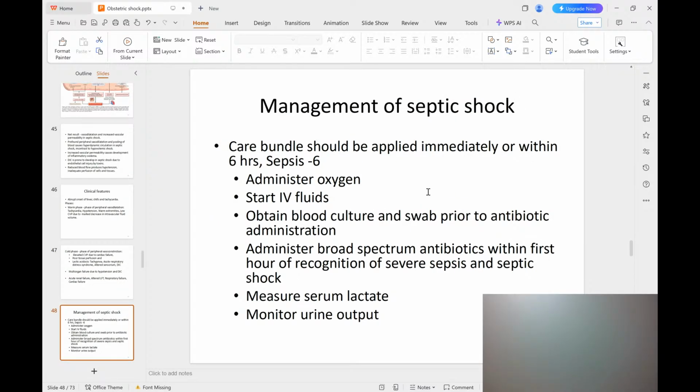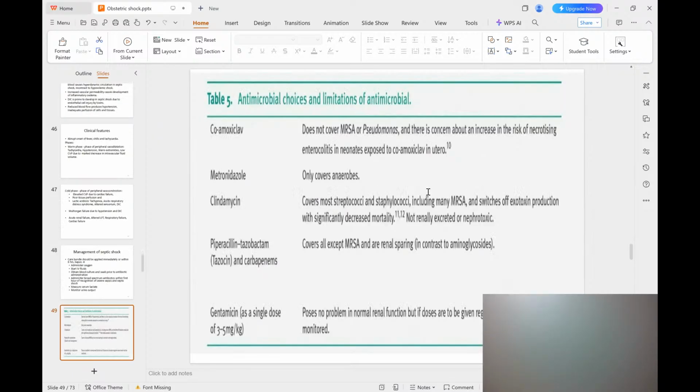So for management of sepsis, the immediate response is Sepsis 6 or care bundle within 6 hours. That is, administer oxygen, start IV fluids, obtain blood culture and swab, administer broad spectrum antibiotics within the first hour of recognition, measure serum lactate and monitor urine output. Antibiotics of choice are usually amoxiclav, metronidazole, clindamycin, piperacillin or tazobactam, and gentamicin.